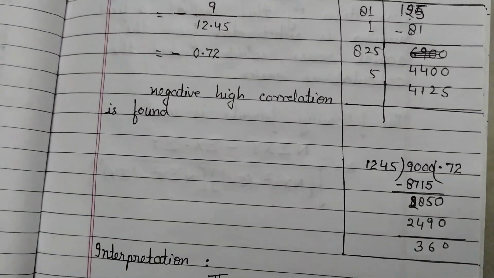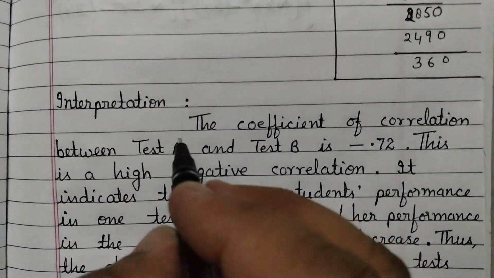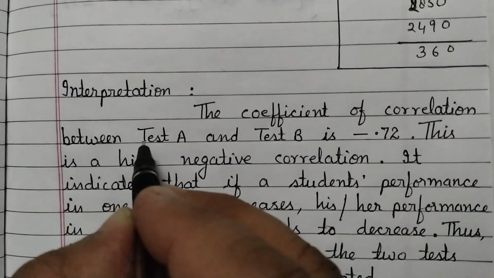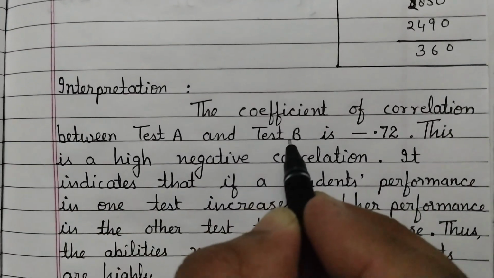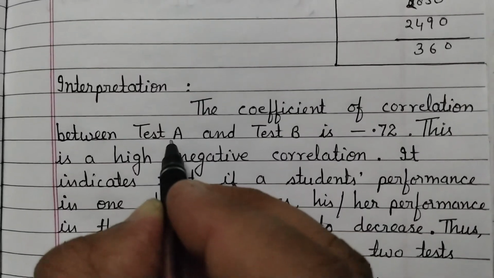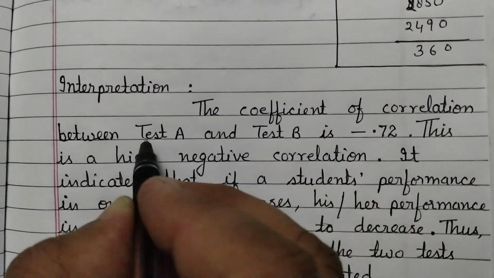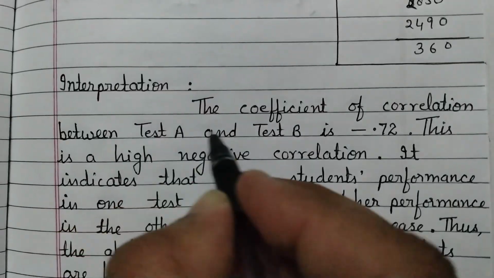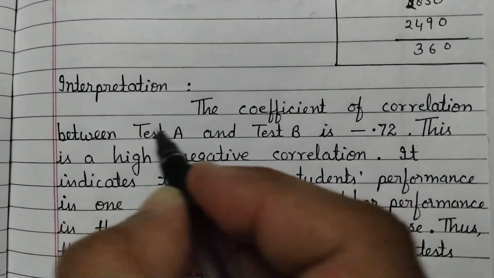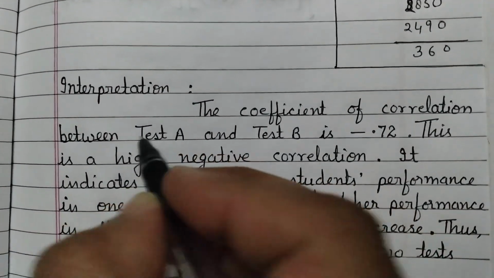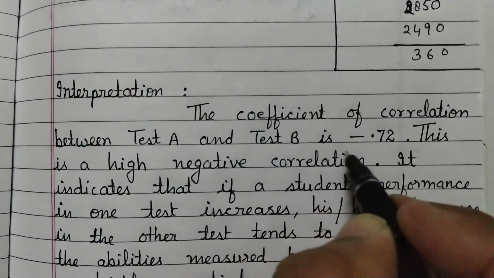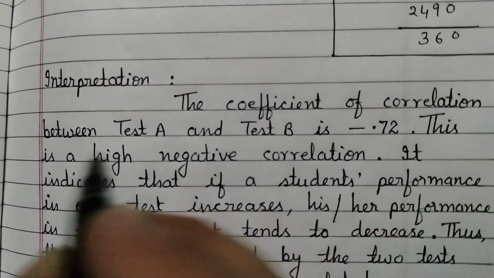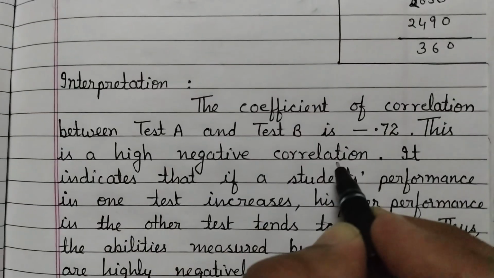Now the interpretation, how we will interpret. Again, the coefficient of correlation between test A and test B, that is between X score and Y score, or might be two different subjects, let it be mathematics and Hindi, physics and Hindi and Sanskrit, like that, is found to be 0.72 with minus sign. This is a high negative correlation.